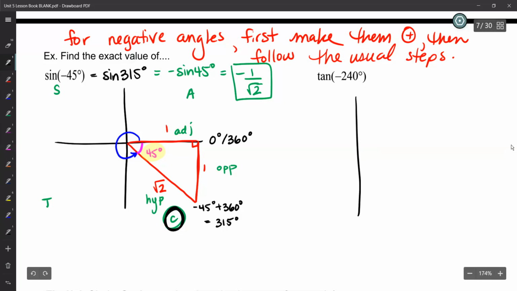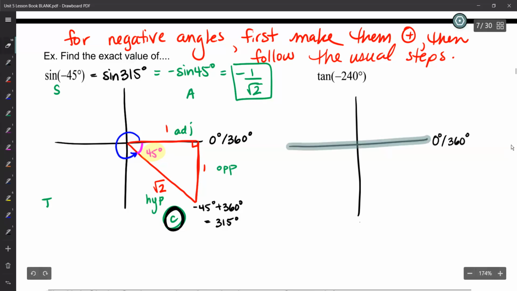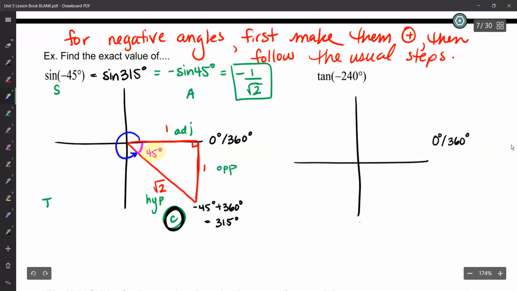Okay, place your angle, negative 240, or if you want, you can switch it to a positive angle first. But negative 240 should be past 180, probably like here-ish. But yeah, if you want, you can just do negative 240 plus 360 and express that as a positive angle. So it should be 120. So this is 120 / negative 240.